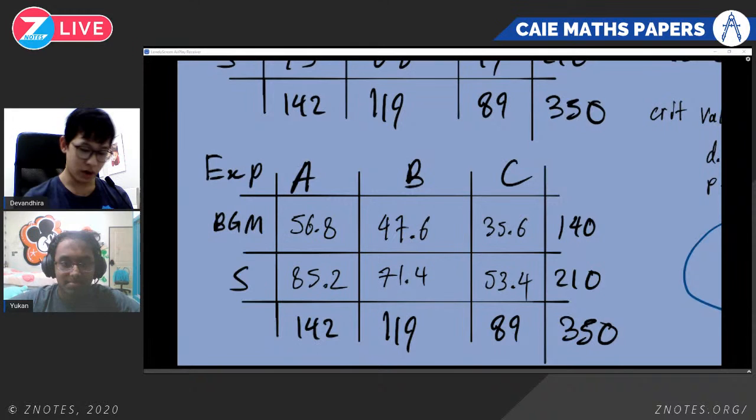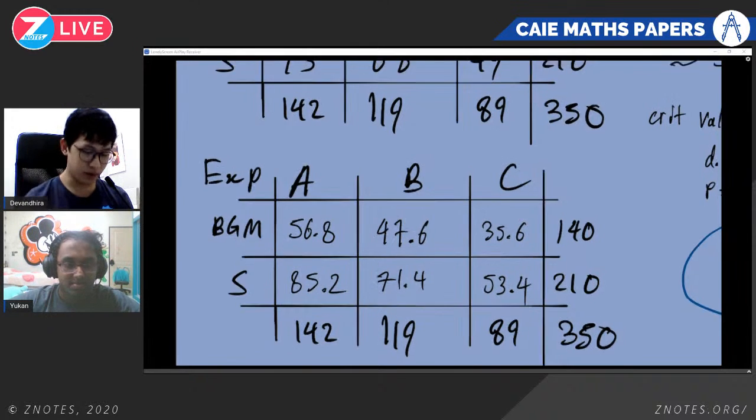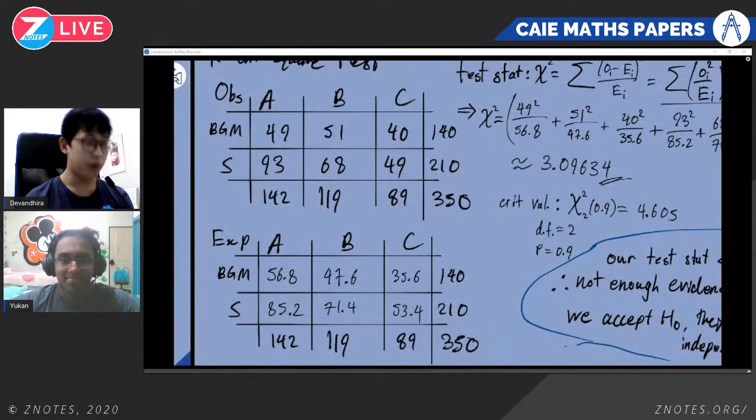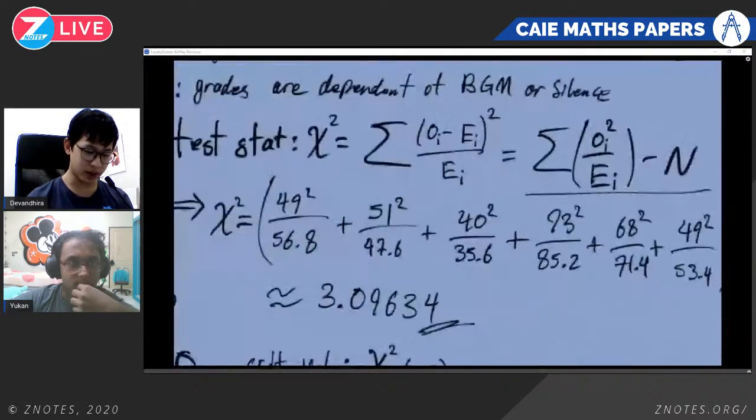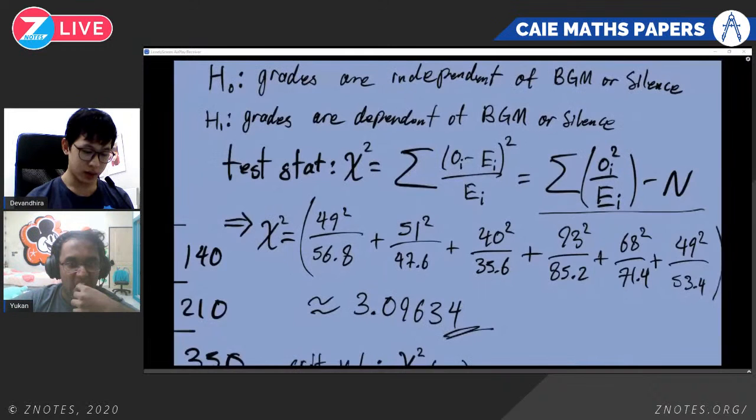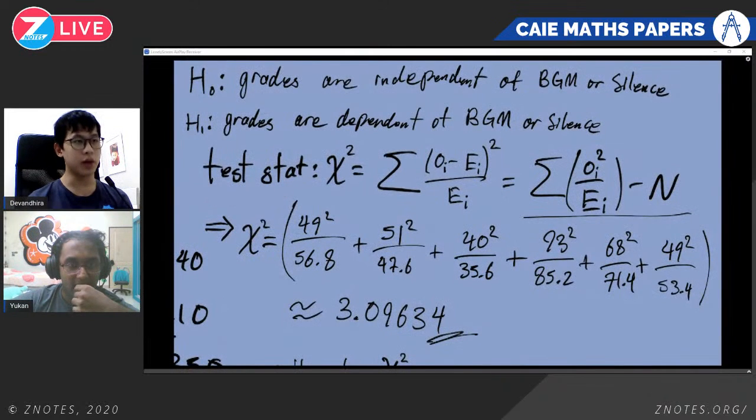Yeah. All right. So now we have the observed and expected table. Now we can find the test statistic. This is where we do the statistics part. The test statistic will determine our conclusion later. For a chi-square test, this is our test statistic: it's always the sum of the observed minus the expected, squared, divided by the expected.